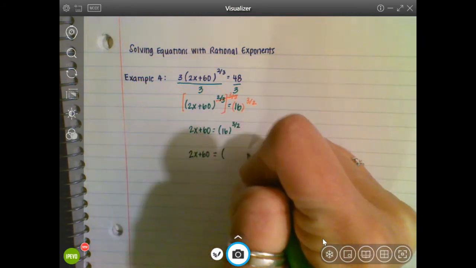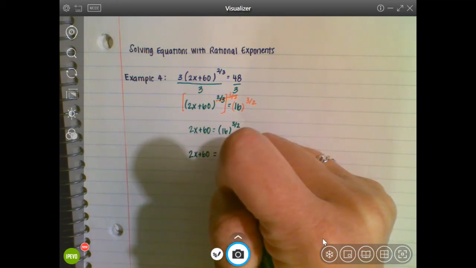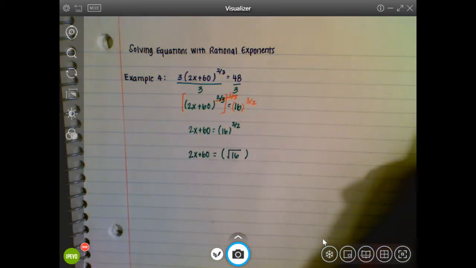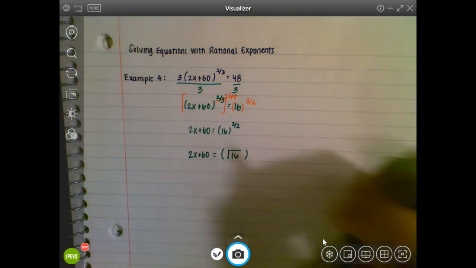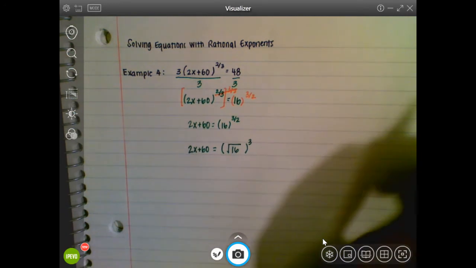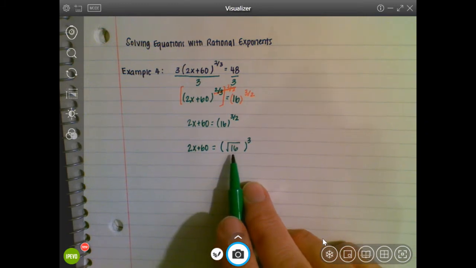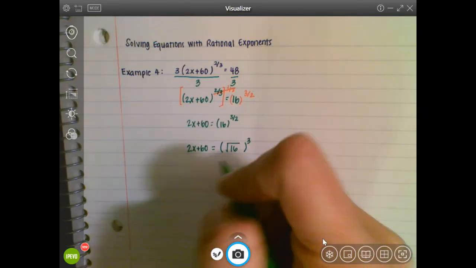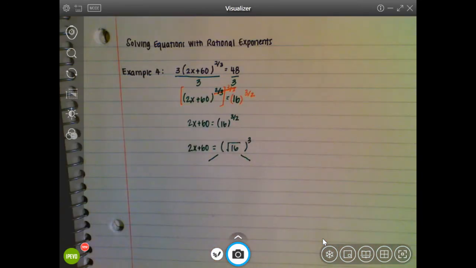equals, I'm going to open up a set of parentheses here. So 16 is my radicand. That is an index of 2 or a root of 2, so square root of 16. And then my exponent here is going to be a 3. And this is going to be where we need to be a little bit careful because the square root of 16 can either be positive 4 or negative 4. So what this is actually going to end up splitting up into is two different equations.